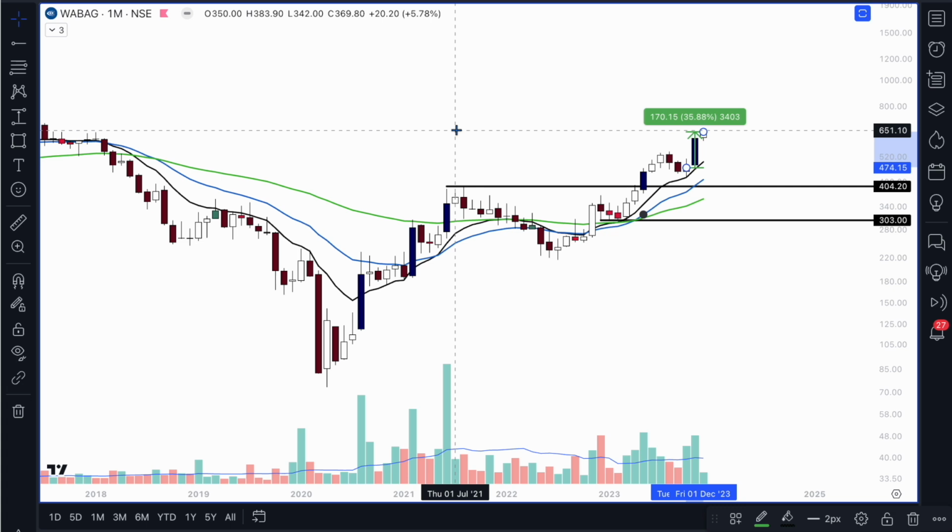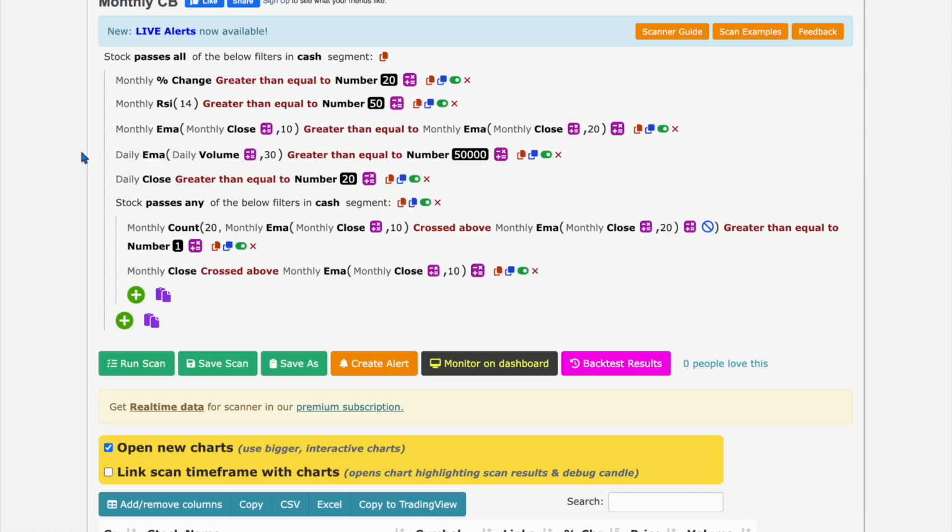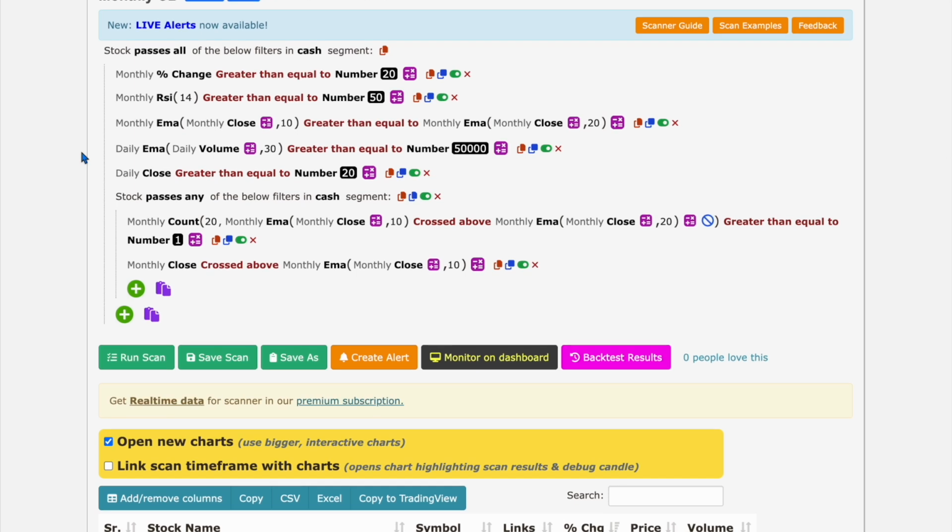So now let's go on to the scan. Now we are on to our scan, which is called monthly SEBI, and I'll guide you through these queries. The first thing is the monthly percent change should be greater than the number 20. That is, a 20% or more move should be there at least. I've used this filter of RSI. I'll teach about RSI later, but the monthly RSI should be greater than 50.